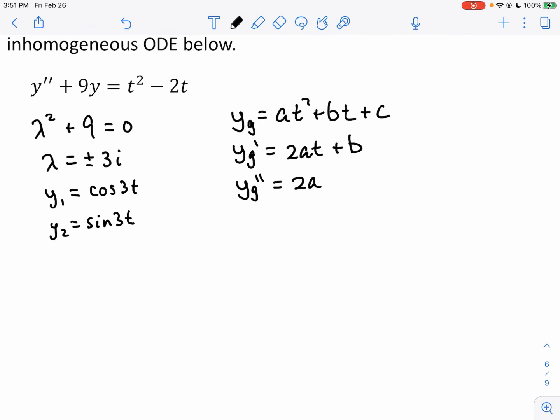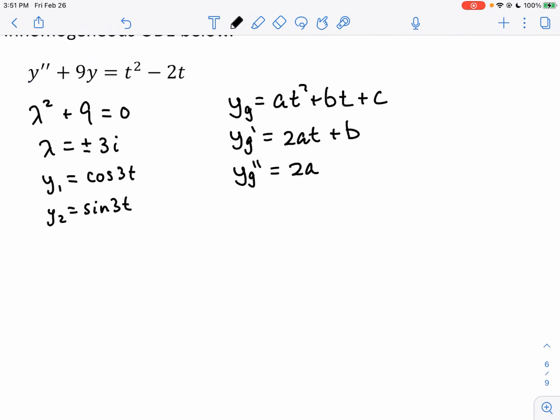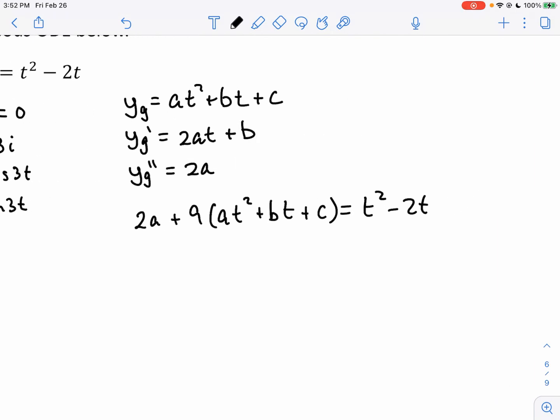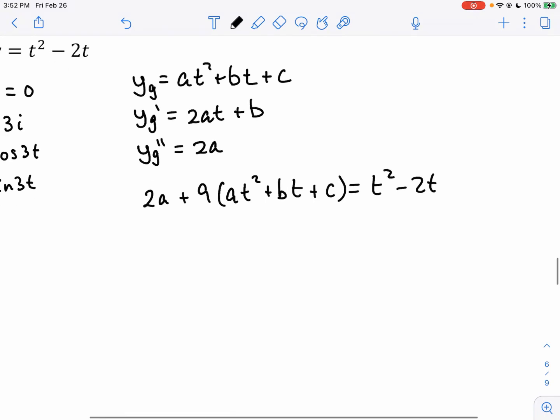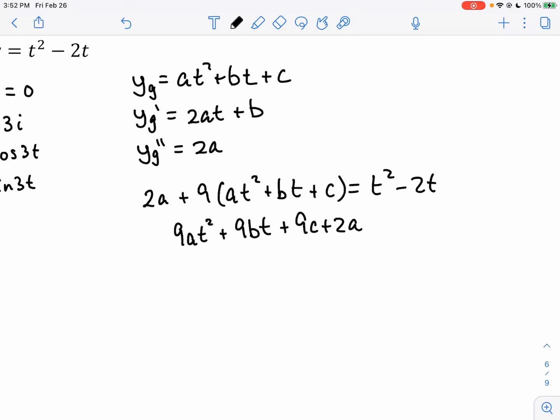We're going to rewrite this. We have y double prime, which is 2a, plus 9 times y, and y is at squared plus bt plus c. And we want this to be equal to t squared minus 2t. Okay, I'm going to distribute the 9 and reorder by power of t. So if I distribute the 9, we have 9at squared plus 9bt plus 9c plus 2a. And this has to be equal to t squared minus 2t.